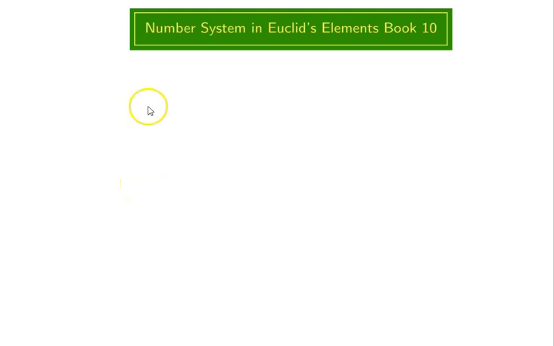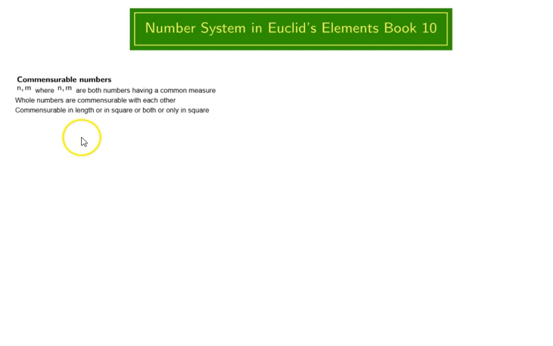Let us look at the number system that Euclid explores in his book 10 of Elements. I'm going to cover a brief snapshot of book 10. He starts off by talking of commensurable numbers. So here N, M are both numbers having a common measure. That means both these numbers can be measured by another number.